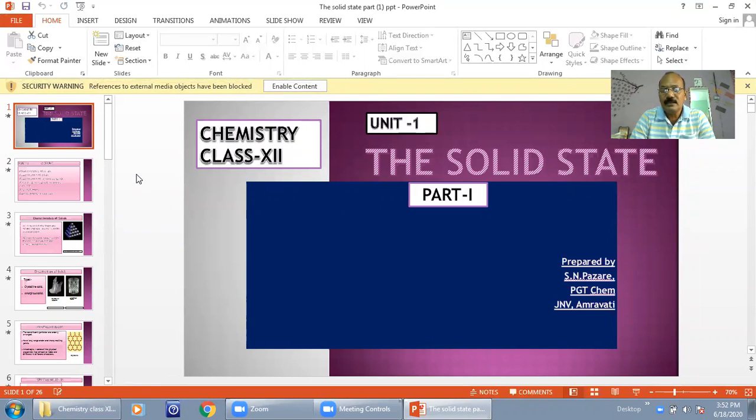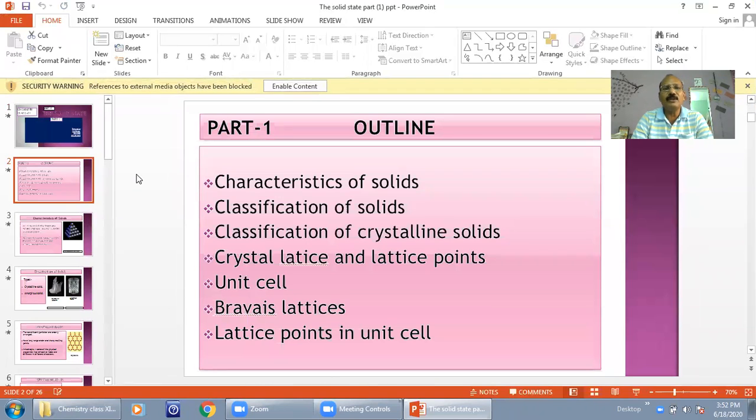Now let us see, in this chapter we have made three different parts. In the first part, we are going to see the characteristics of solids, classification of solids, classification of crystalline solids, crystal lattice and lattice points, unit cell, Bravais lattices, and lattice points in the unit cell. So see one by one.